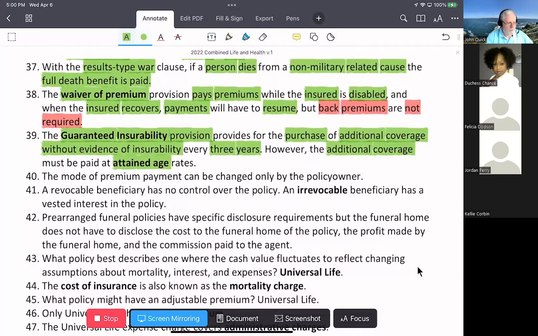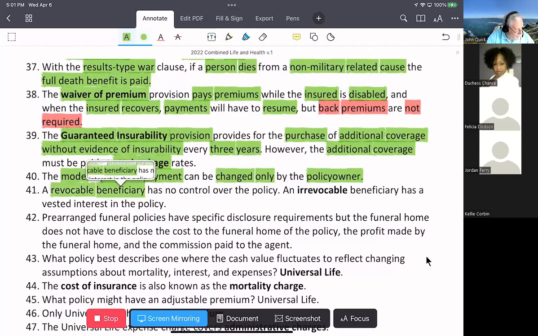Oh, here's something. The mode of premium payment can be changed only by the policy owner. You know, sometimes credit cards will send you a letter and say, oh, well, we just want to let you know that you have been paying your credit card on the 20th, but starting next month, it's going to be due on the 8th. And then you end up being late because you didn't know they switched it on you, right? Well, this could never happen with a life insurance policy. They can't change the premium mode monthly, quarterly, annually. Only the policy owner can change the premium payment mode.